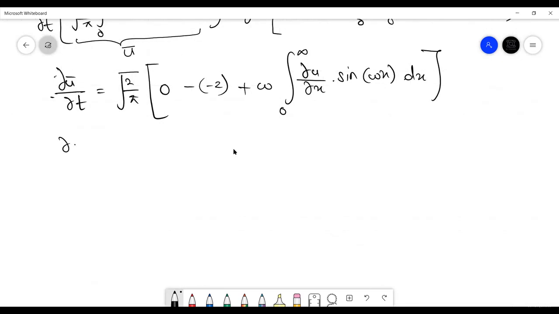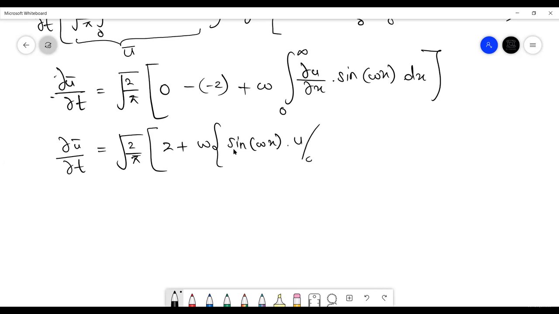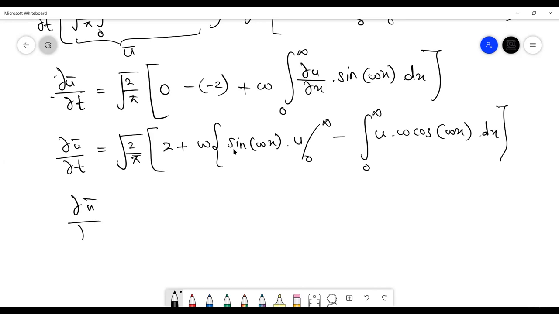So here again, ∂ū/∂t equals √(2/π) times (2 plus ω times...), again by partial differentiation. From partial integration, we can write sin ωx, that is our u, and if you integrate, this becomes u from 0 to infinity, minus, again, u times ω cos ωx dx, from 0 to infinity.